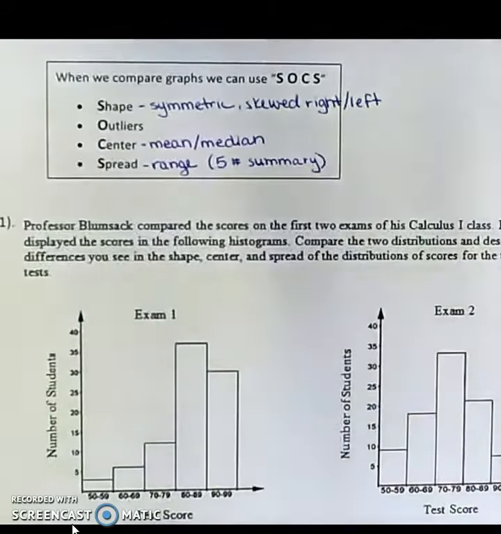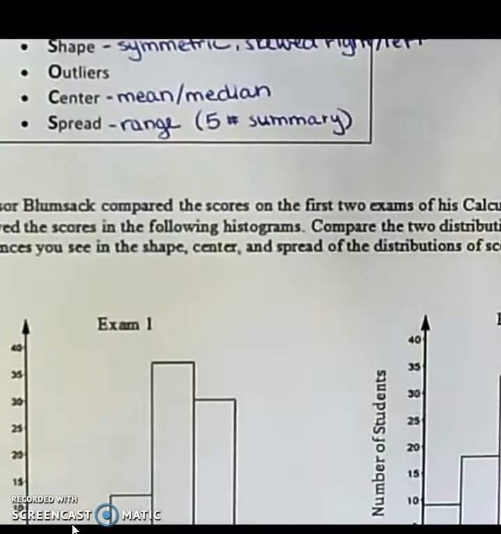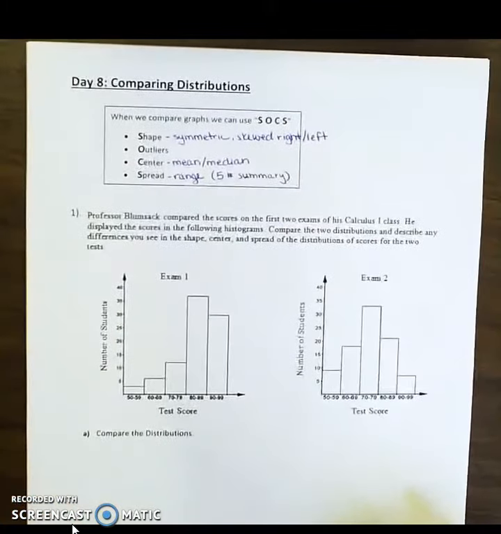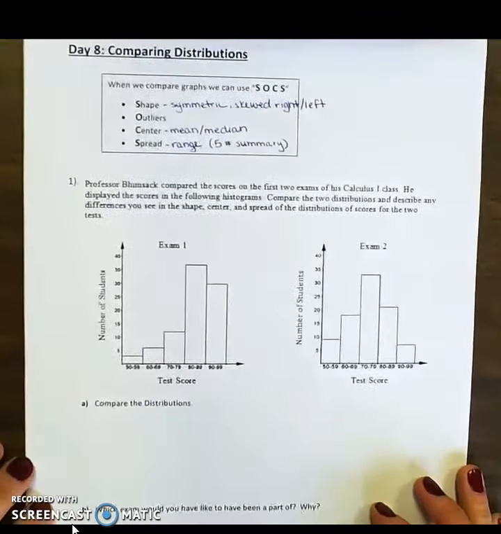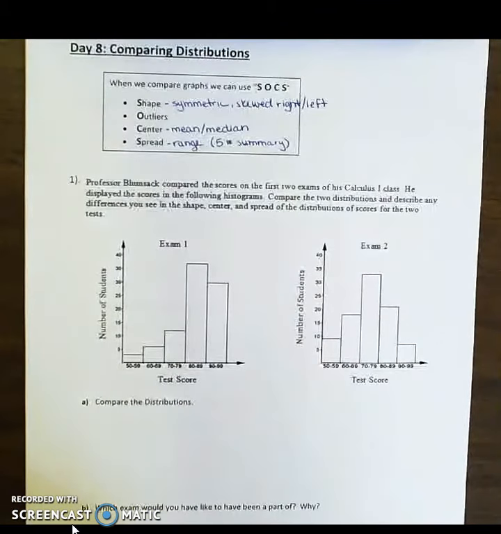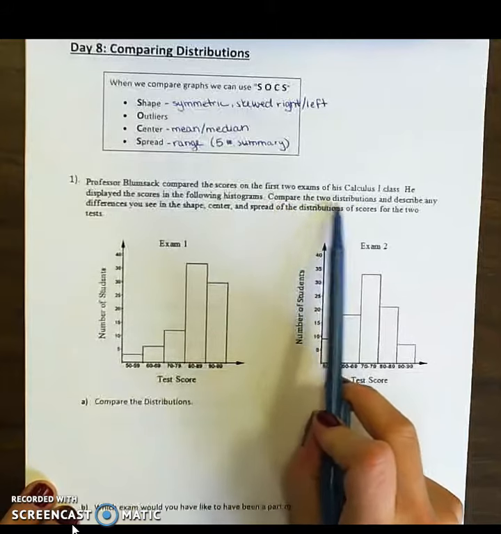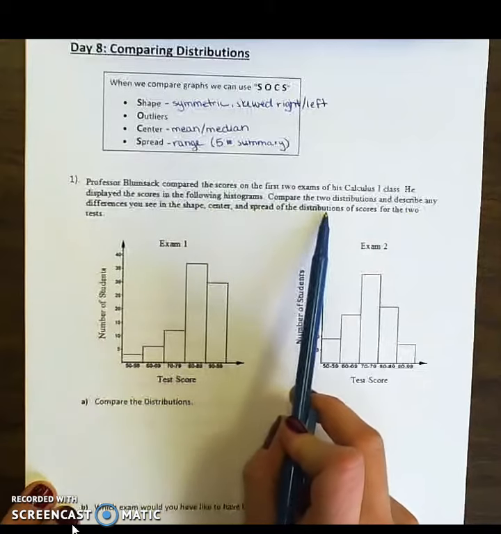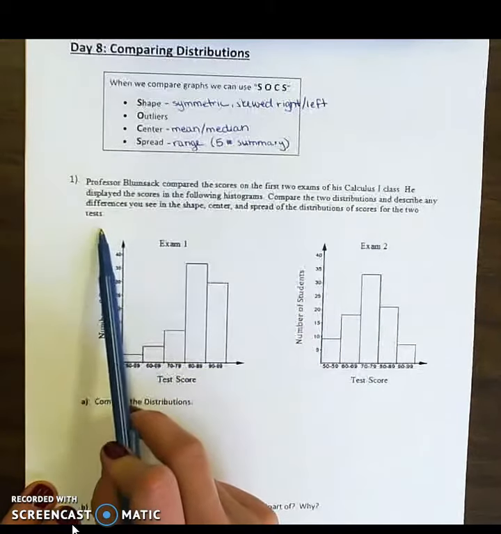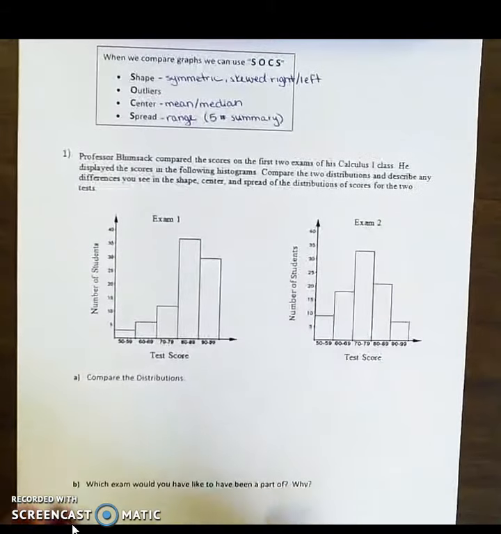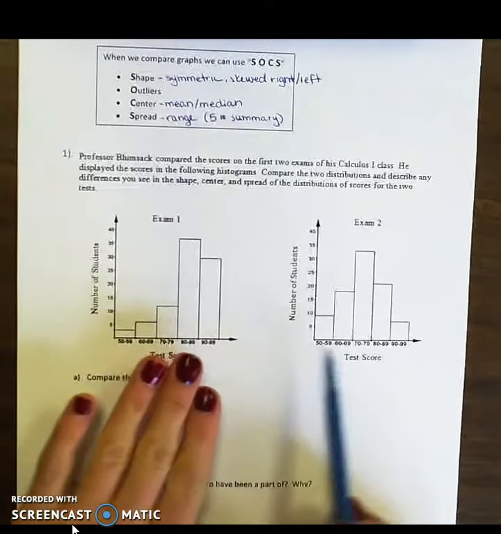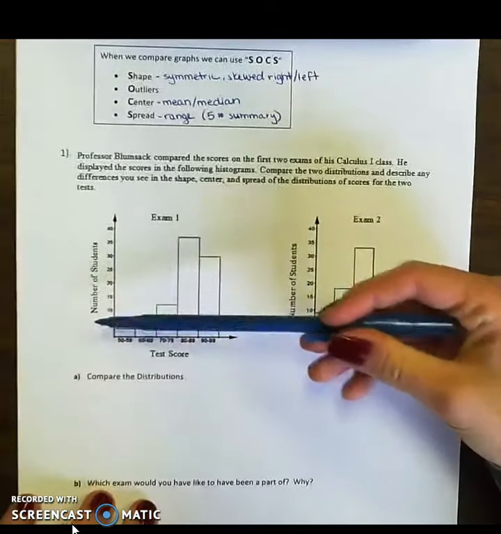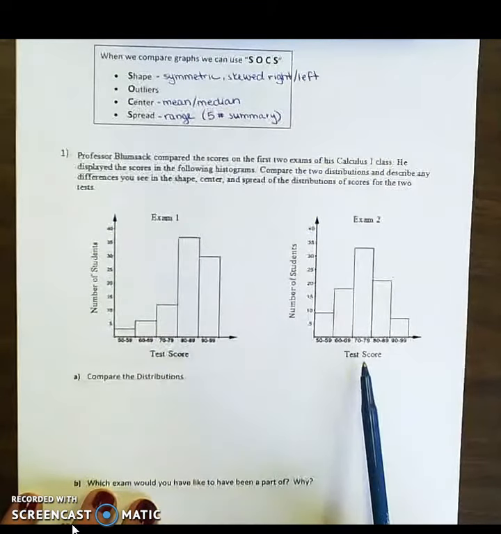All right, let's take a look at our very first comparison of two distributions. Professor Blumzak compared the scores on the first two exams of his Calculus 1 class. He displayed the scores in the following histograms. Compare the two distributions and describe any differences you see in the shape, center, and spread of the distributions of scores for the two tests. Professor Blumzak very nicely put them in the form of two histograms, with the number of students and then test scores along the bottom.